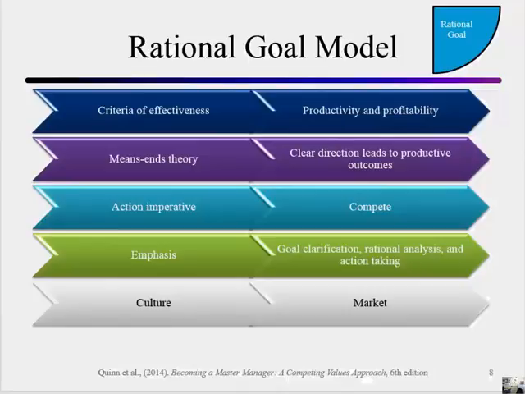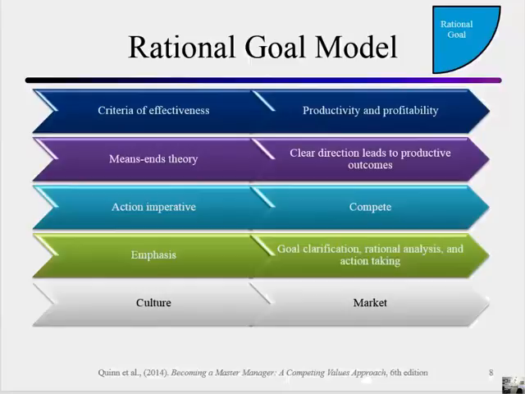They will also provide feedback on if there was a negative outcome from a set of goals that were put together. The action imperative is to compete, so originality, ideas are encouraged, competition is the main focus. Being successful, being seen to be top of the pile is very important in the rational goal model.